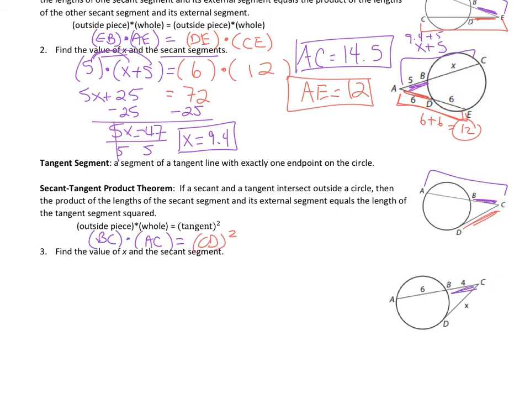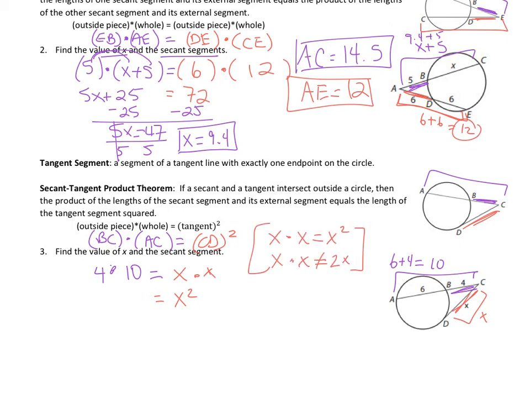So we have the outside piece times the whole length, and here the whole length is 10 because we can take our 6 plus 4 to get that. And then we have the outside piece, which is our x, and the whole length is still the x. So that's where we get x times x. So we get x squared. Don't forget it's x squared, not 2x. So just be careful of that. 4 times our 10 then is our 40.